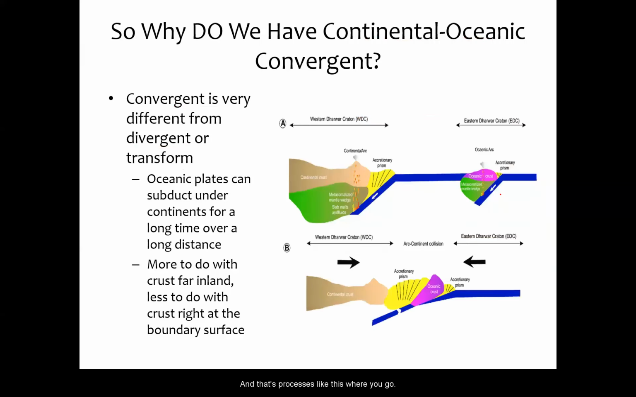And that's processes like this where you might have island arcs running into continents and sticking to them over time. So this is before and this is after down here. And that's what formed a lot of the eastern coast of the US over hundreds of millions of years, but we don't talk about that too much in here, and we're just not going to.